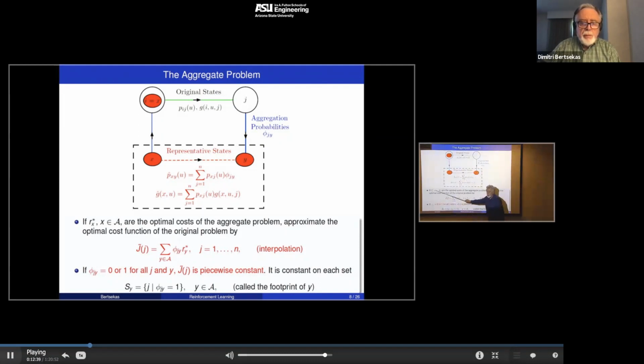It gives me these numbers here, and I use these numbers to obtain a piecewise interpolated cost function on the entire state space, which is piecewise constant in this special case, where all the phi's are either 0 or 1. Okay? So basically, that's the aggregation framework of representative states.